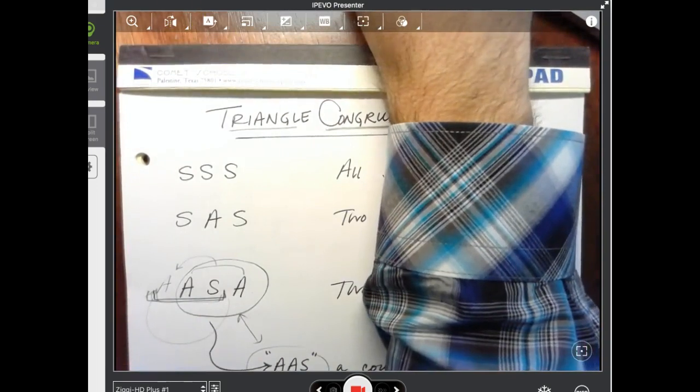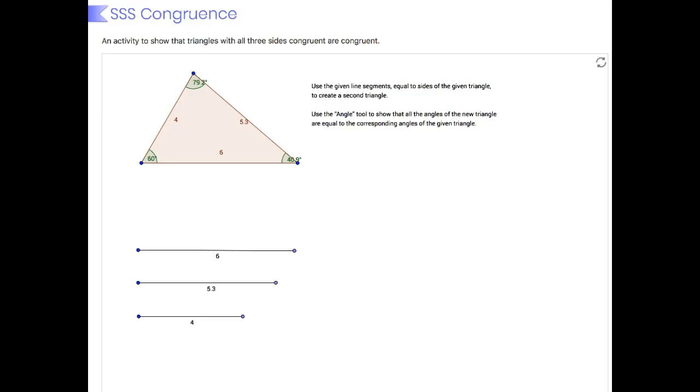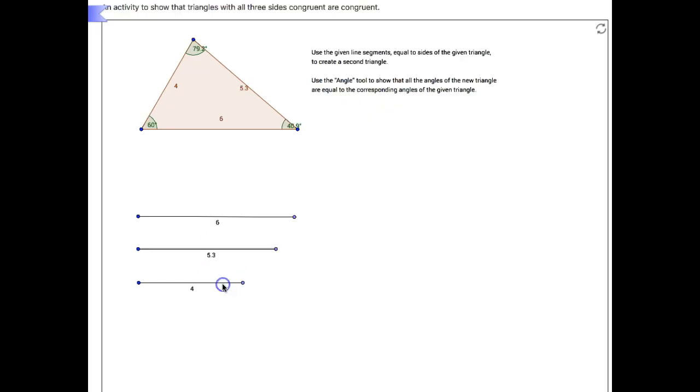And I've alluded to some of this, but we're going to go over to my friends at GeoGebra right here. And I have a GeoGebra book pulled up. And we're going to look at some of these things that work and some of these things that don't. Okay? So here we have side, side, side. And what this is saying is that we have an existing triangle, and all three sides are given to us, and then we've copied these three sides here. So here's the 6, here's the 5.3, and here's the 4.